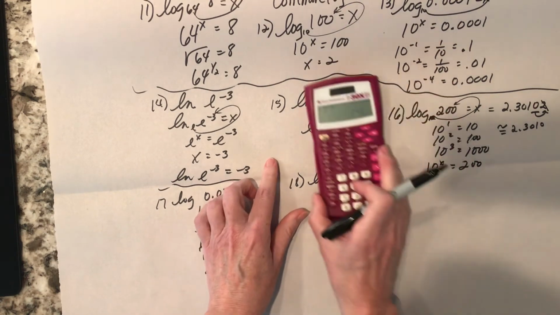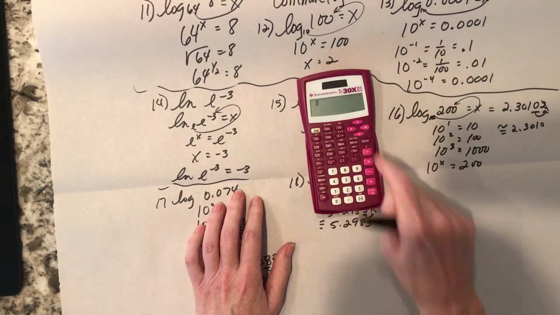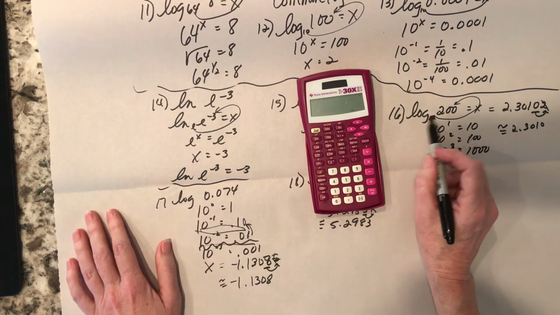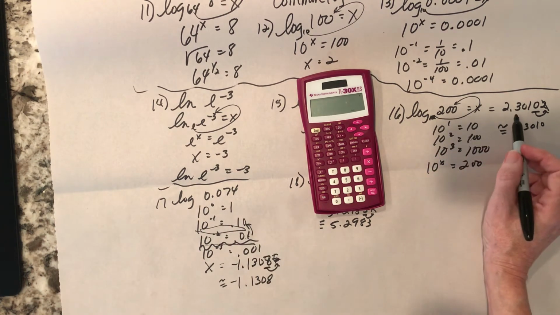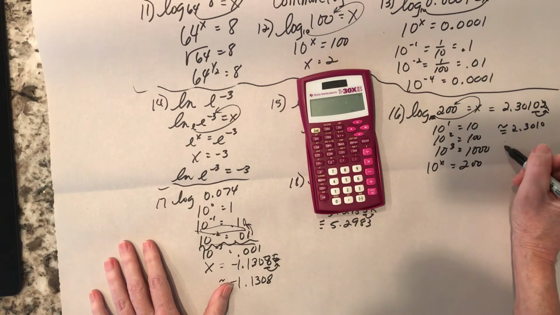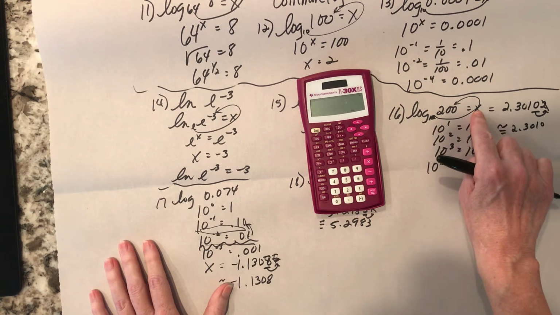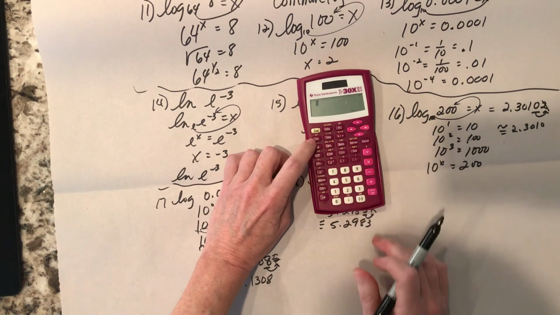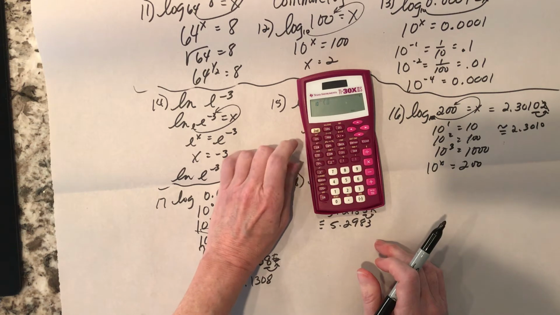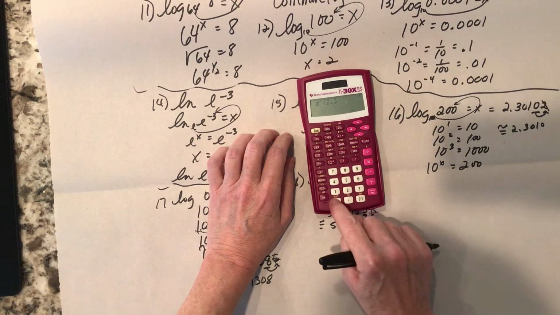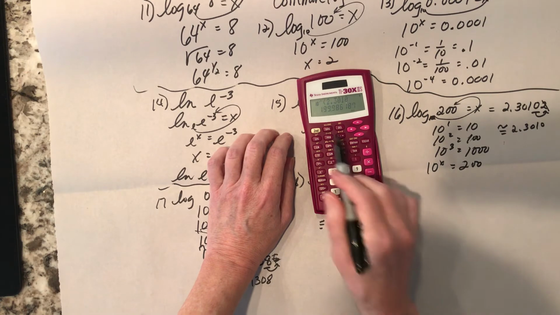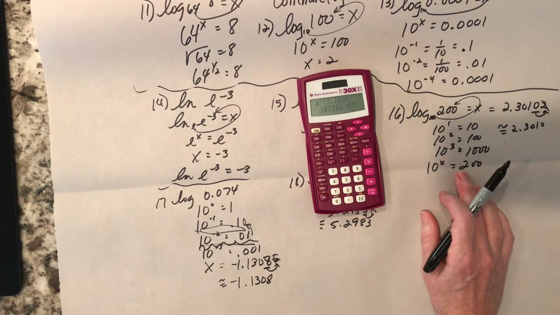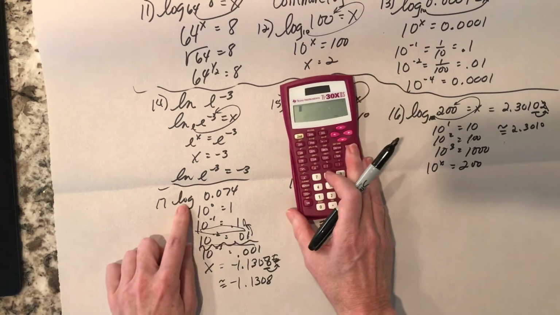So let's go back to number 16. Common log of 200 equals 2.3010. That's telling us that 10 to the 2.3010 will give us a 200. So 10, I'll have to get to it by the second key. 10 raised to the 2.3010 equals, and there's 199.986, so that rounds up to 200. So that one works. Let's look at number 17.